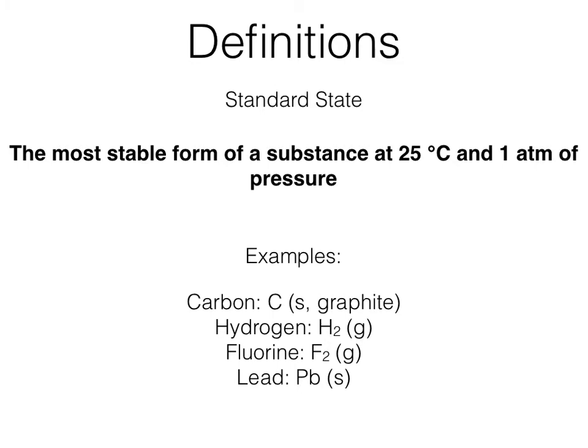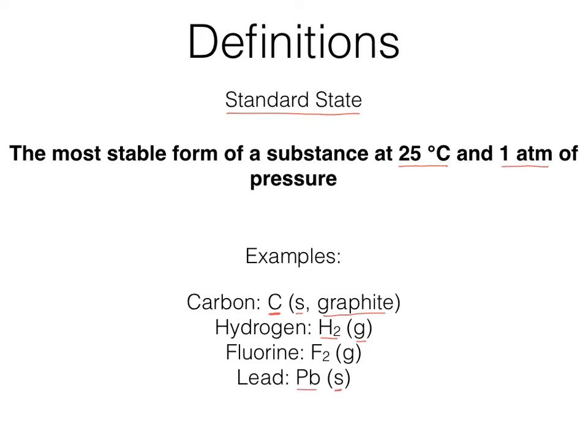Okay, so we need some definitions going on here. A key one is standard state. A standard state is the most stable form of the substance that exists at room temperature, 25 degrees C, and atmospheric pressure, 1 atm. So examples are carbon, and its standard state is a solid, and it's graphite, what your pencil lead is. Hydrogen is diatomic and it's gaseous. Lead is atomic and it's solid.